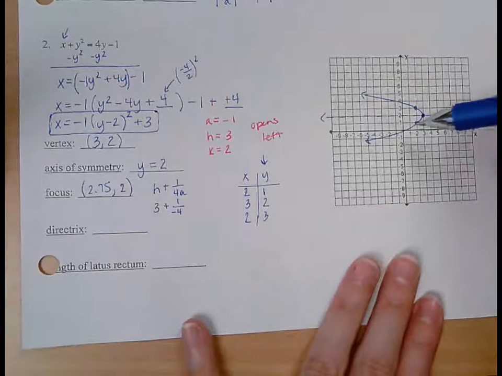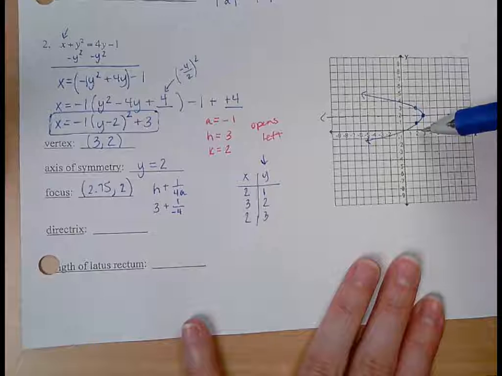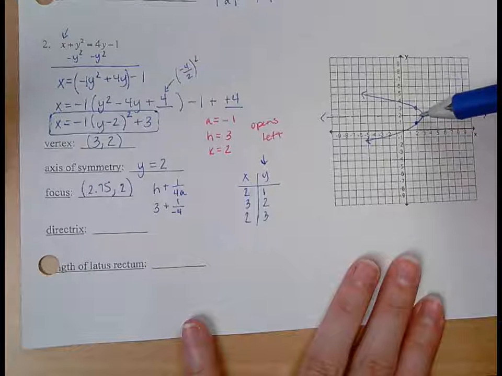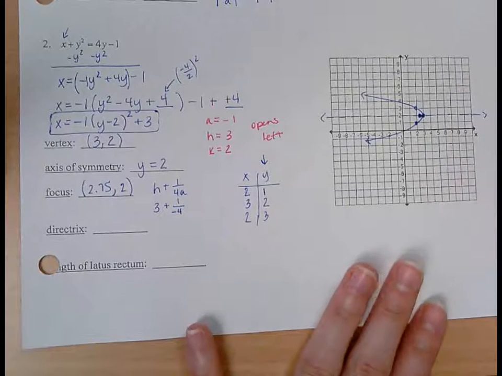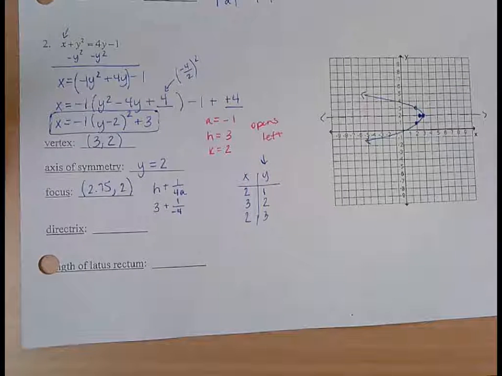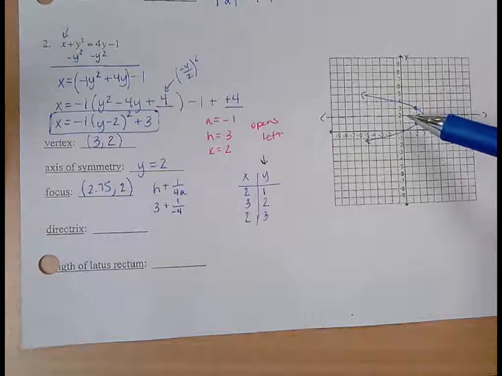So if I were to graph 2.75 and then 2, it is, again, really, really close to the vertex, but it is in the right place. It's inside of the parabola. I will say the more narrow your parabola is, the closer the focus will be to your vertex. If your parabola is really wide, then your focus is farther away from the vertex.